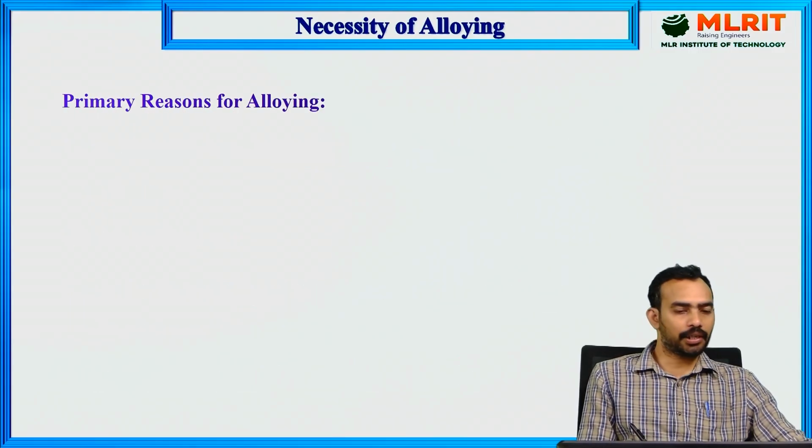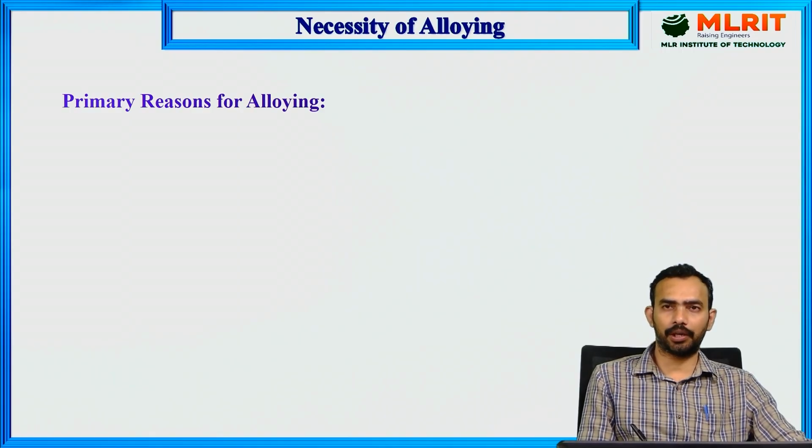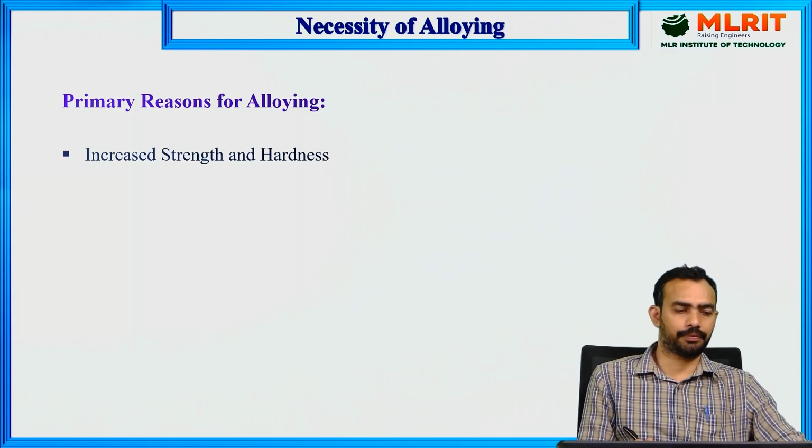So what is the necessity of alloying? What is the prime reason why we are going for alloying? Obviously, to overcome the shortcomings and limitations of pure metals. In addition, we need to improve the material's properties in such a way that they are suitable for the mechanical property demands of modern engineering applications.